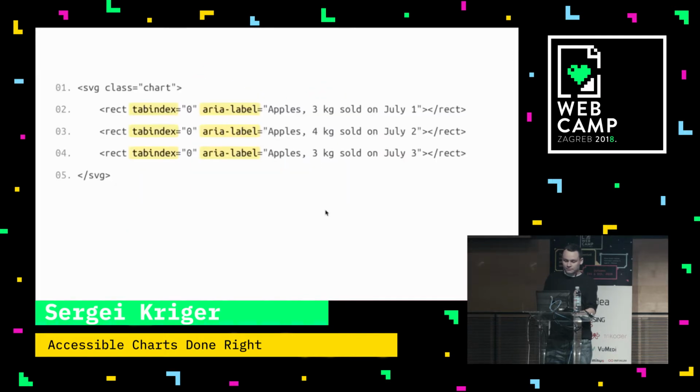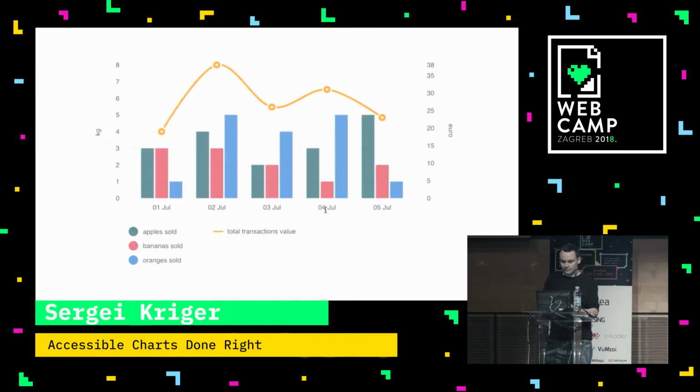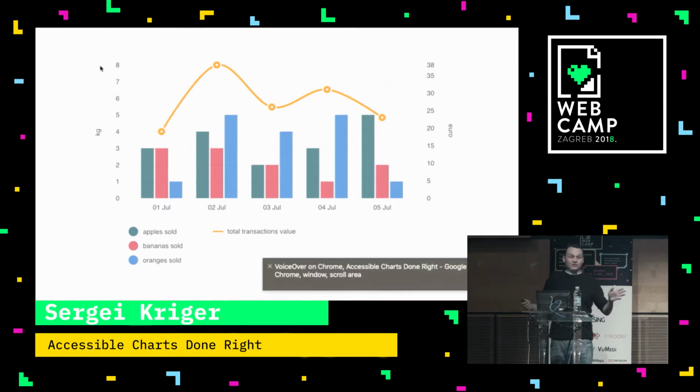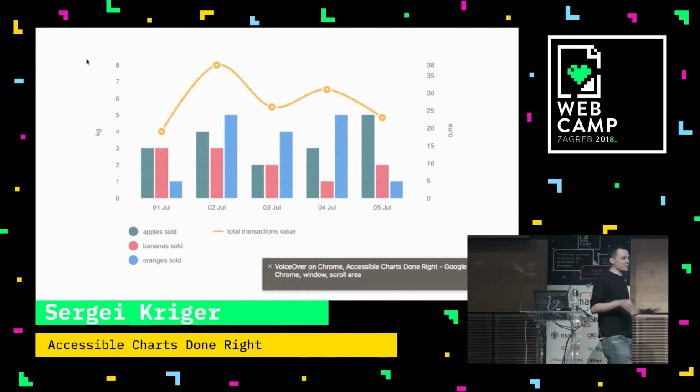Apples, 3 kilograms sold on July 1st. Group. Bananas, 3 kilograms sold on July 1st. Oranges, 1 kilogram sold on July 1st. And the same way we can get data from circles about transactions. 23 euro, July 5th, total transaction value. 31 euro, July 4th, total transaction value. VoiceOver off. Good, and it's working. And congratulations, guys, we just made a super accessible chart.